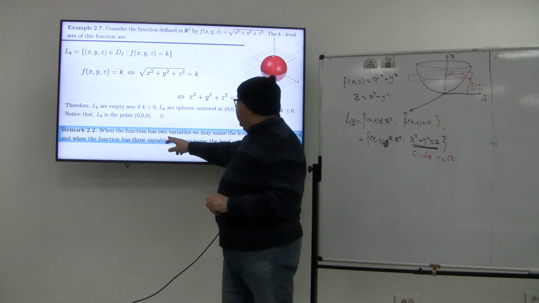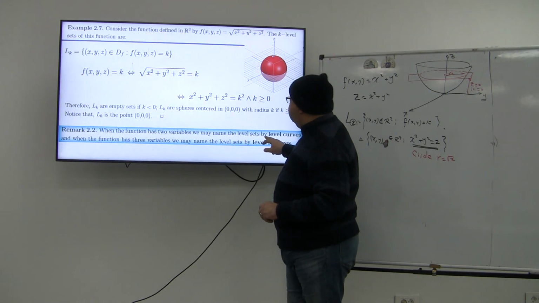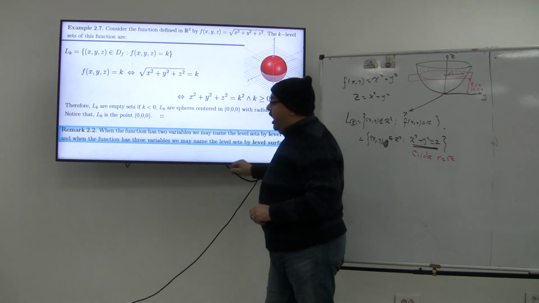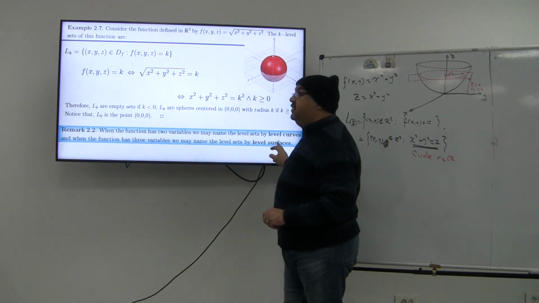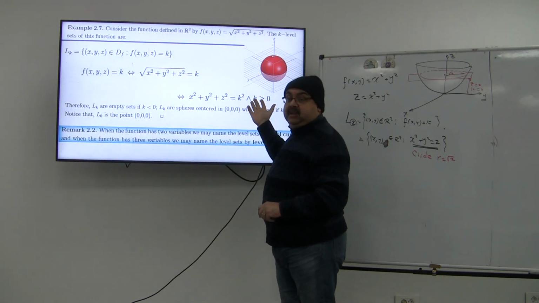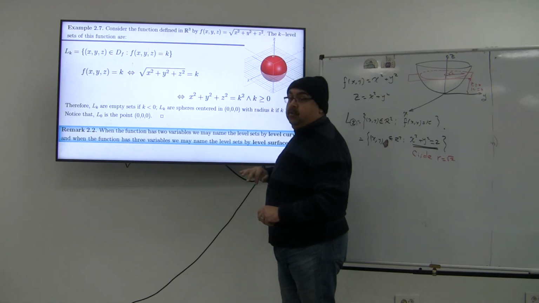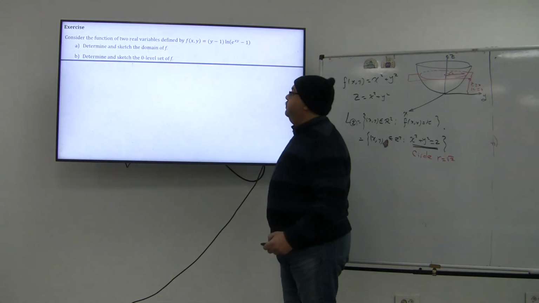Of course, when the function has 2 variables, we may name the level set by level curves. And when the function has 3 variables, we may name the level set by the level surface. This is what we have. That's a level surface. The previous one was a level curve, and so on.